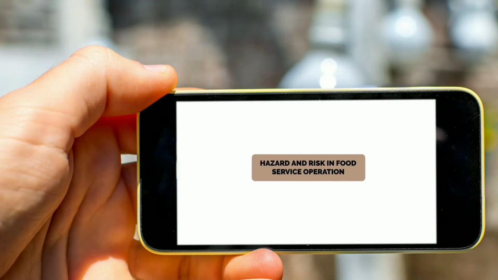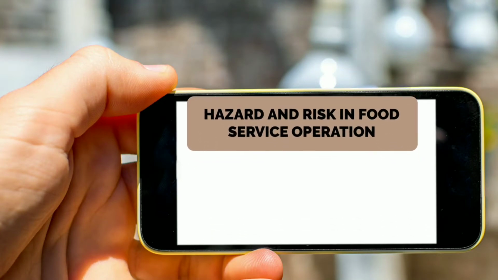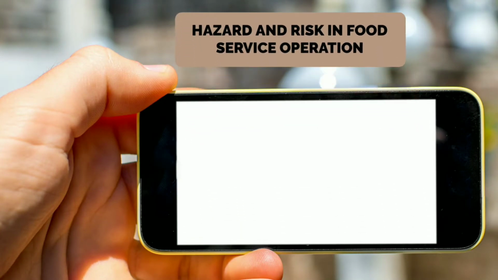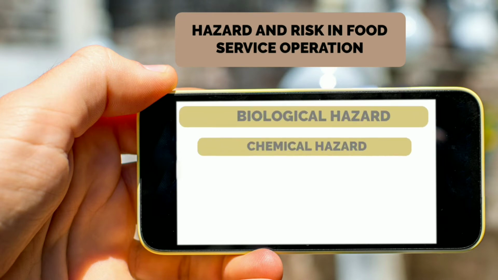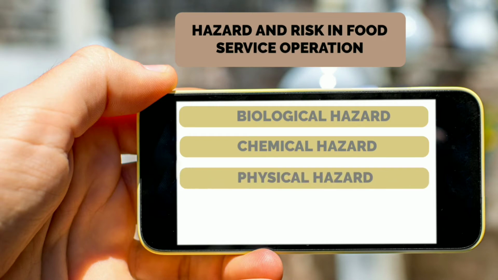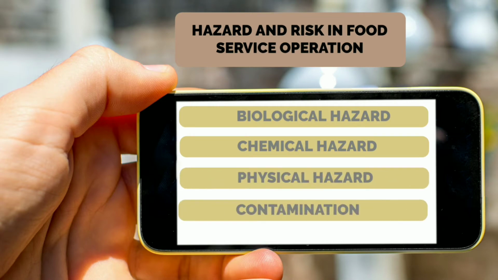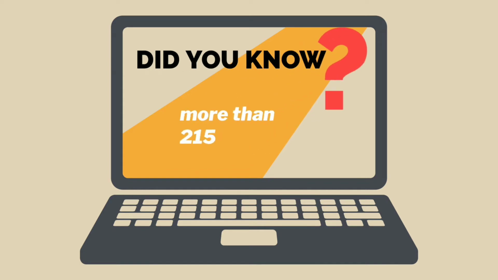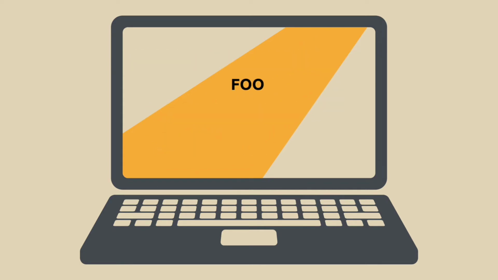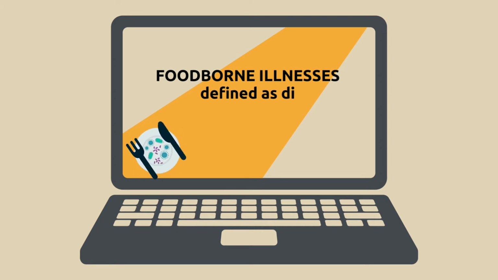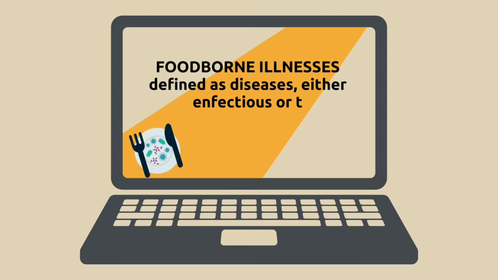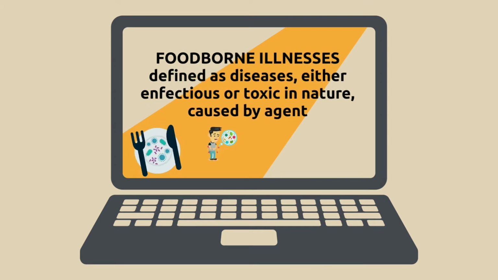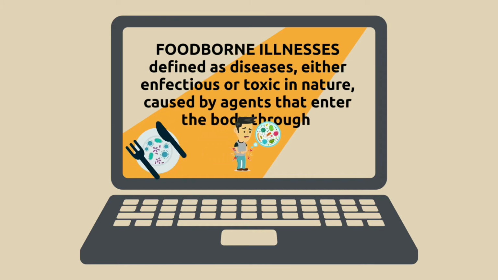There are 4 hazards in food service operation. The first one is the biological hazard, then chemical hazard, physical hazard, and contamination. Did you know that there are more than 250 foodborne illnesses? Foodborne illness is defined as a disease, either infectious or toxic in nature, caused by agents that enter the body through the ingestion of food.